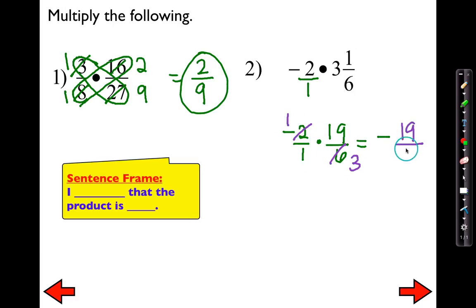1 times 3 is 3. So far my answer is negative 19 over 3. But I can't leave it like that. I need to turn it into a mixed number.